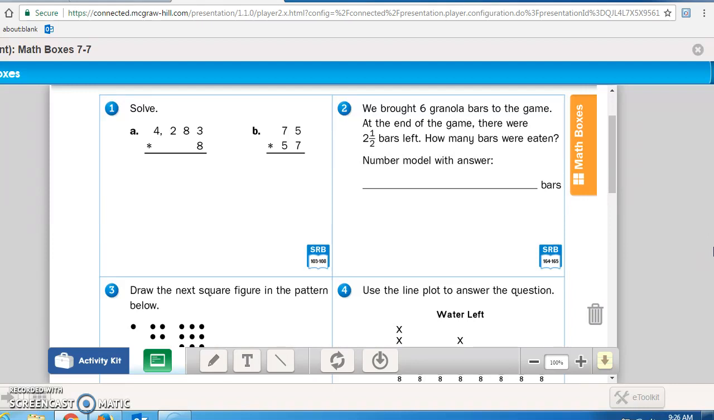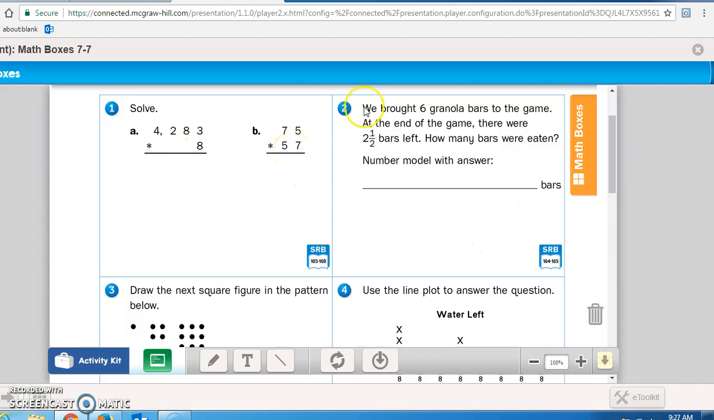If you do need me to read them, remember I am going to go through each math box. You need to stop and pause the recording after each direction for that math box because I'm not going to state it for you to do that. You need to do that on your own. Math box number 1 tells you to solve by multiplying. Use any method you would like.